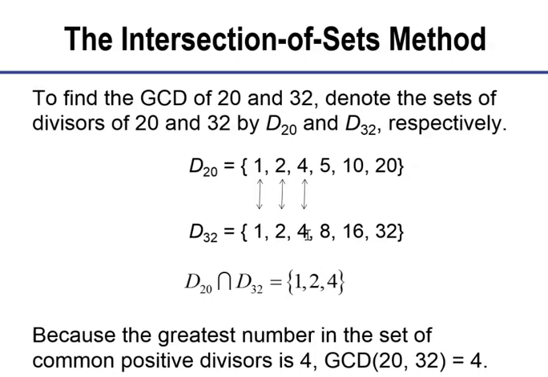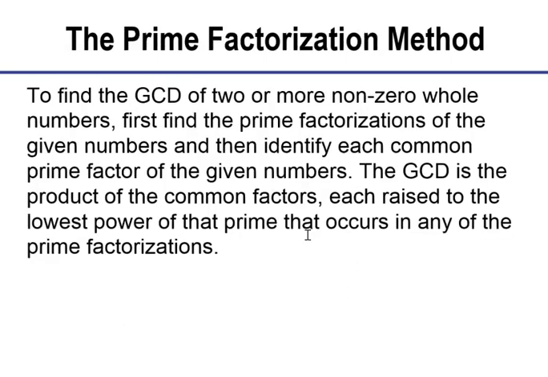Although sometimes when you're dealing with enormous numbers, instead of 20 and 32, you have 36,245. You might want to approach this a different way, but making a list is a solid way of getting the job done. But if you have really big numbers to deal with, I'm a big fan of the prime factorization method. So to find the greatest common divisor of 2 or more non-zero whole numbers, first find the prime factorizations. You remember the factor tree?